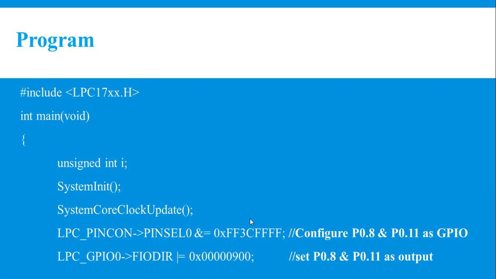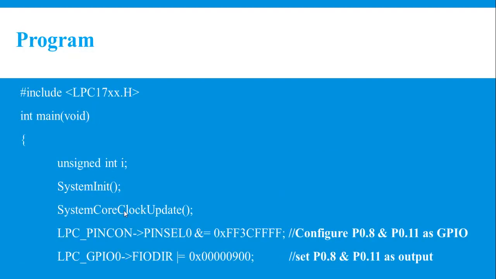Now we'll look into the program. You have to include a header file, #include lpc17xx.h, because all the registers we earlier discussed correspond to this header file. Then we initialize the main program. After declaring the variables, you must include two functions, SystemInit and SystemCoreClockUpdate. These two are standard functions corresponding to CMSIS, the Cortex Microcontroller Software Interface Standard. These two functions are necessary to update the clock value.